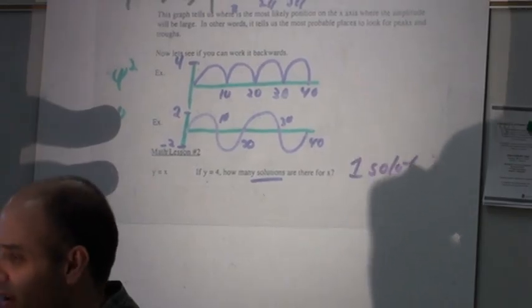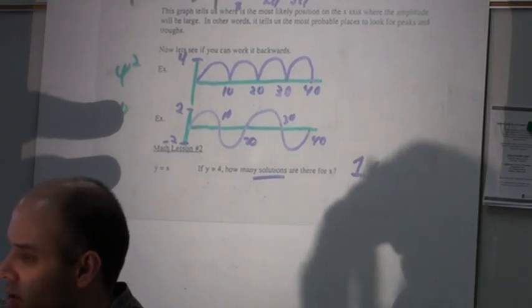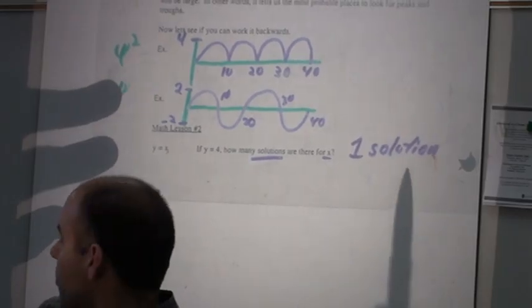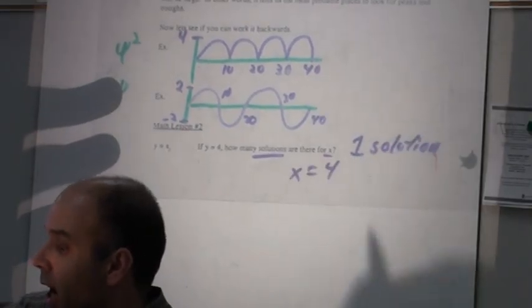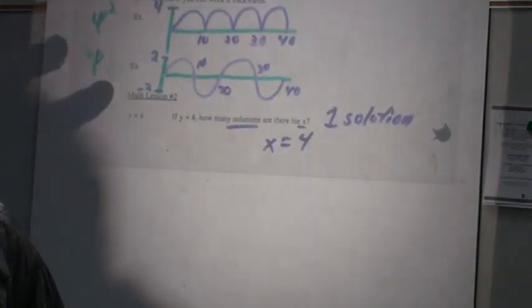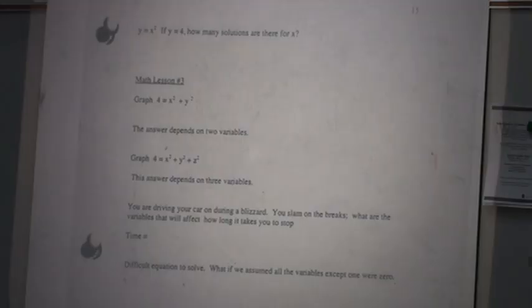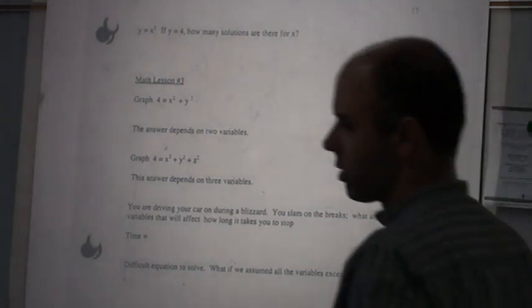1 solution. I just want to review with you the difference between solutions and the actual answer. So there is 1 solution for x. What is the value of x? That's what you told me, Jared. The value is 4. But there's only 1 solution. So then, what if our equation is y equals x squared? Now, how many solutions are there for x?